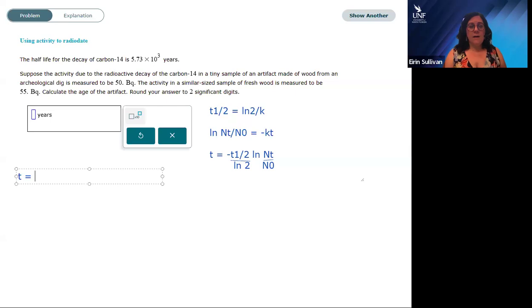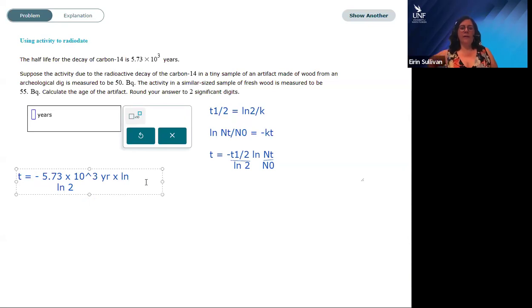What do we have here? Our half-life is minus 5.73 times 10 to the power of 3 years. The minus is going to make sure we end up with the right sign. And then divide by the natural log of 2. So ln 2, it should be about 0.693. And then we're going to multiply this by ln of Nt over N0.